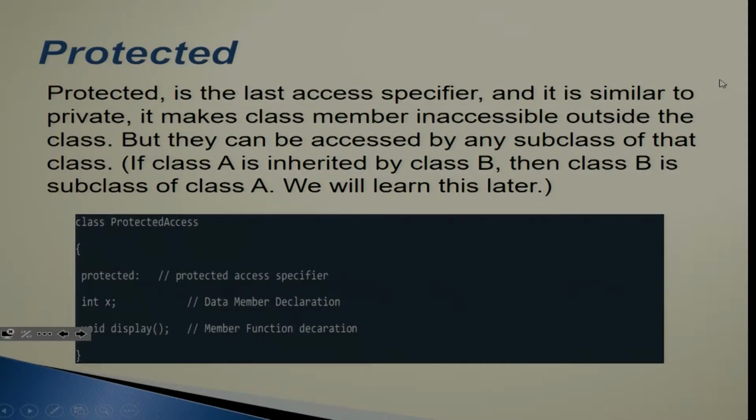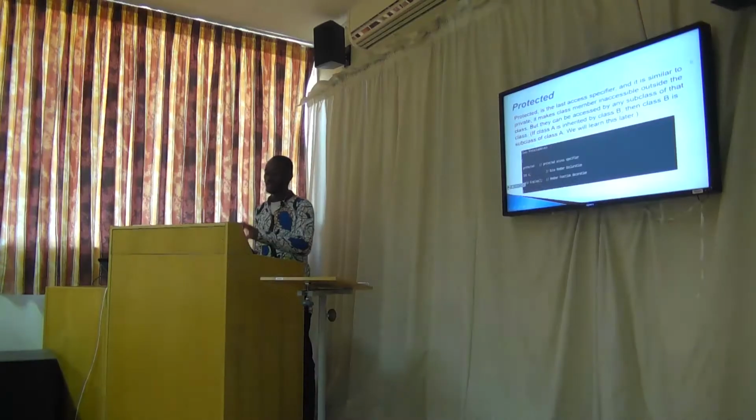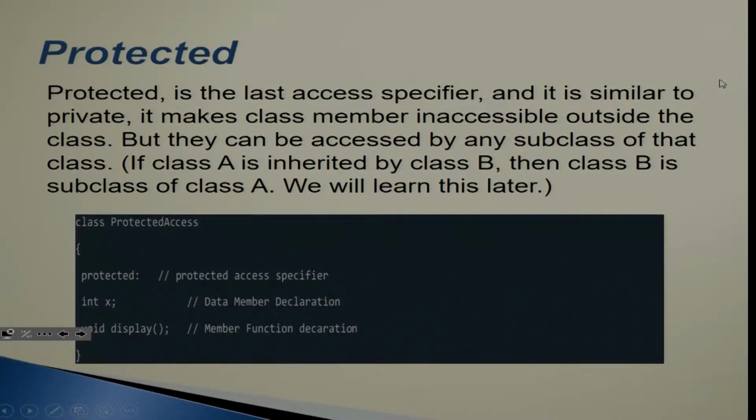Did you guys get the difference between them? No. In protected, this is a kind of example. If a class A is inherited by class B, then class B is a subclass of class A. We'll learn what that means. In protected, you'll be dealing with something like this. Let me borrow blue, black, red. Let me use it there. I'm having something like this.